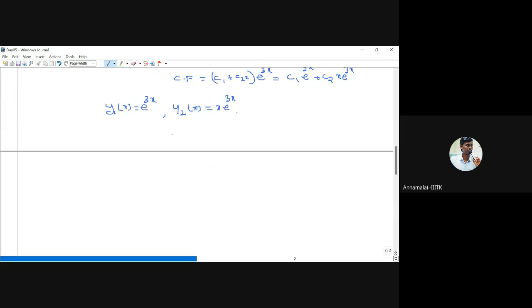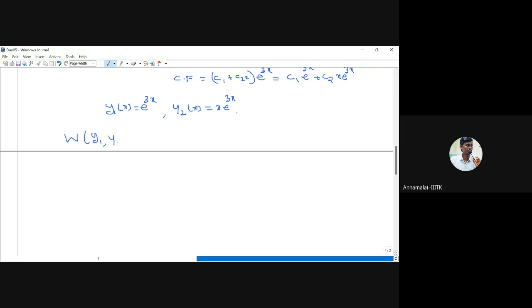So what is the Wronskian of these two solutions, y1 of x comma y2 of x? I can directly write the formula: y1 y2 dash minus y2 y1 dash. What is y1? e power 3x. What is y2 dash? You have to differentiate y2, applying the UV method. Fix x and differentiate e power 3x, we get 3 times x e power 3x. Plus, if you fix e power 3x and differentiate x, we get e power 3x.